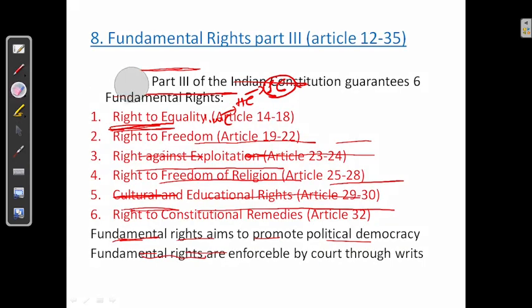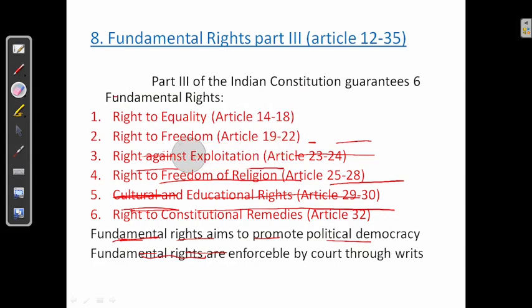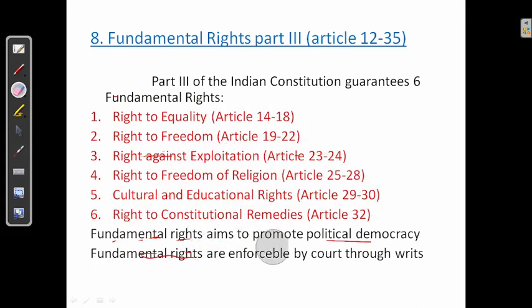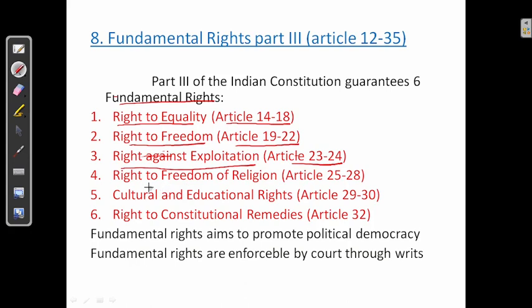Next, we will see the fundamental rights. Part 3 of the Indian Constitution guarantees 6 fundamental rights. Right to equality, that is Article 14 to 18. Next, right to freedom, Article 19 to 22. Right against exploitation, Article 23 to 24. Right to freedom of religion is Article 25 to 28. Cultural and educational rights, Article 29 to 30. Right to constitutional remedies, Article 32.